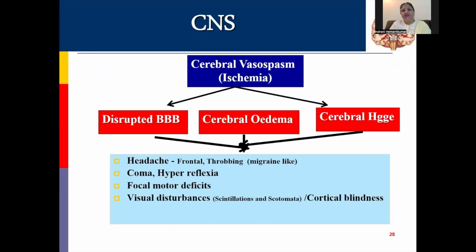What happens to the central nervous system? As I said, there is intense vasoconstriction in all the organs, and so is the cerebral vasospasm. So, the ischemia can lead to a disrupted blood-brain barrier or cerebral edema and cerebral hemorrhage. The patient presents with headache, like a frontal throbbing migraine-like headache, coma, hyperreflexia, focal motor deficits, and visual disturbances like scintillations and scotomata and cortical blindness.